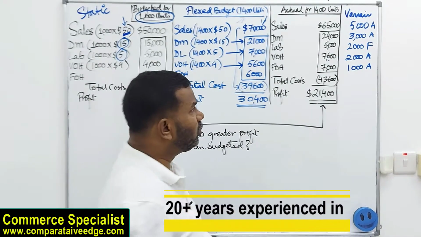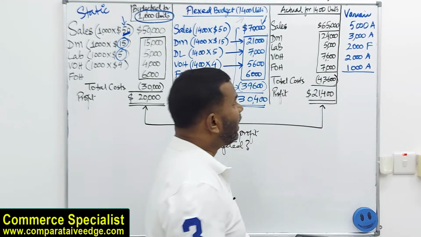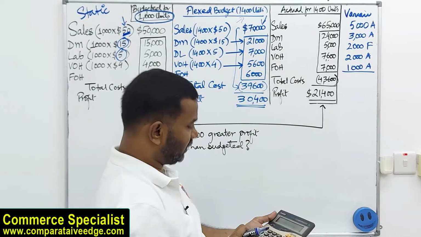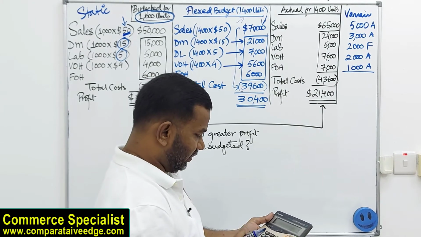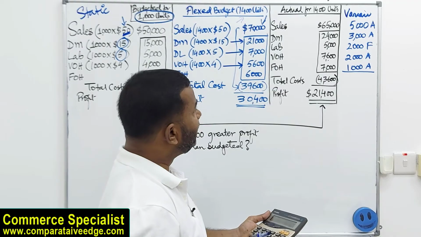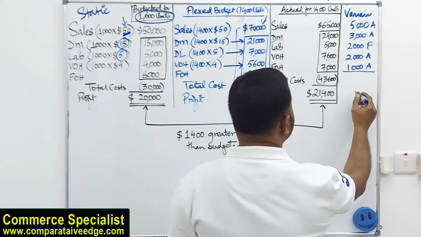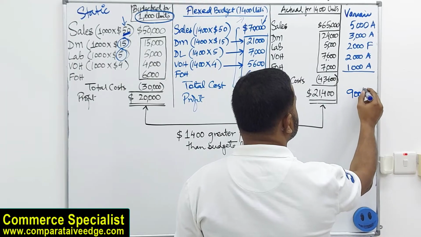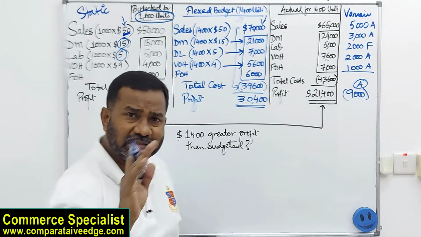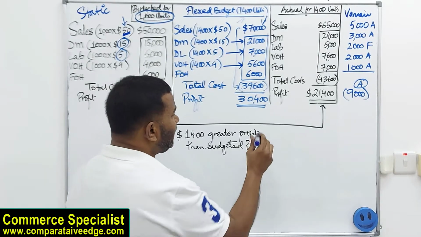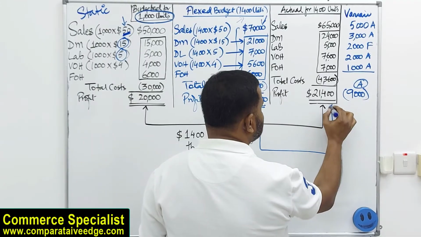In the end, what we can do is sum up all the variances. If I add all the adverse variances, which are 5,000, 3,000 and 3,000, that is 11,000, minus 2,000 favorable. So in the end I get 9,000 adverse variance. And this 9,000 clearly shows the difference between flex budget profit and the actual profit.